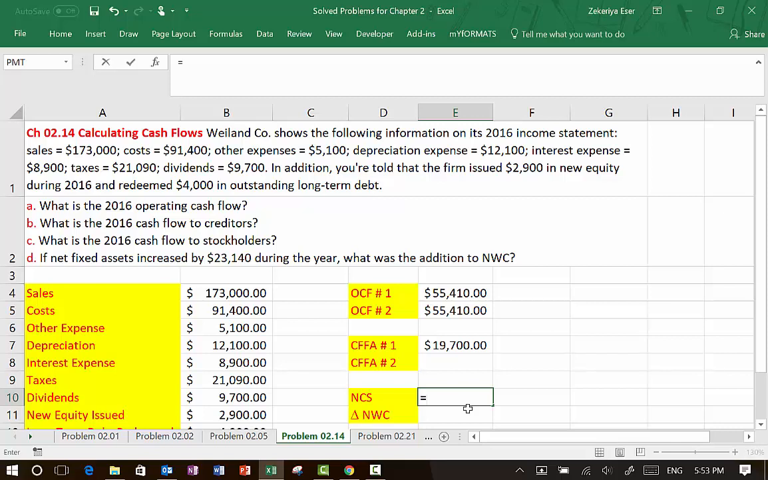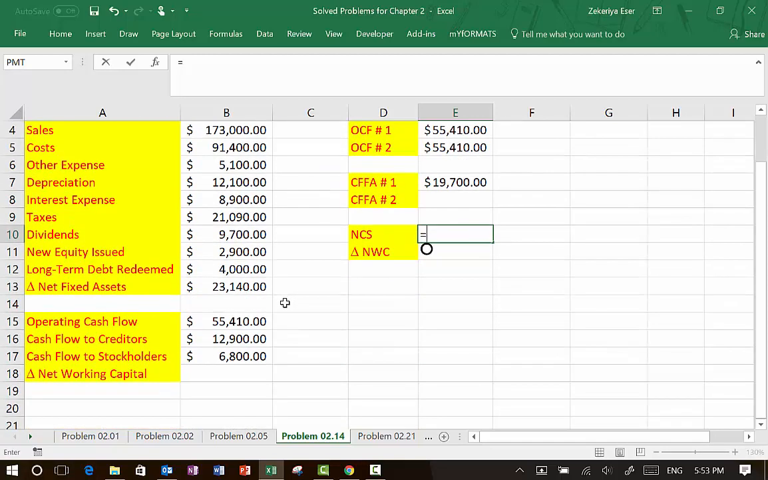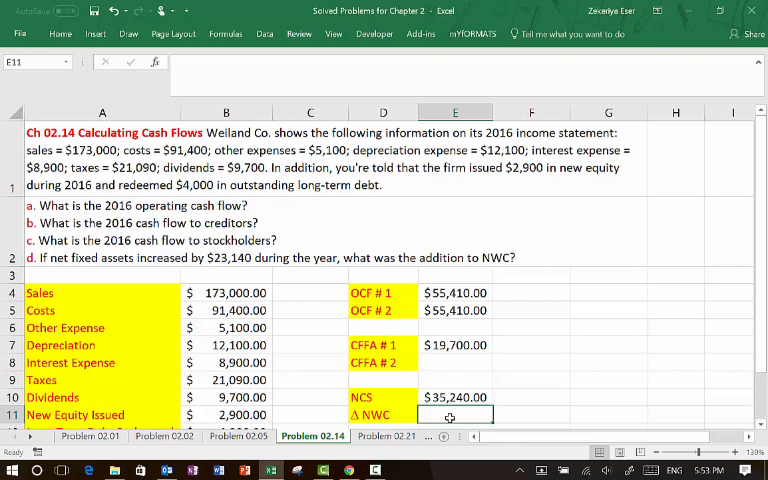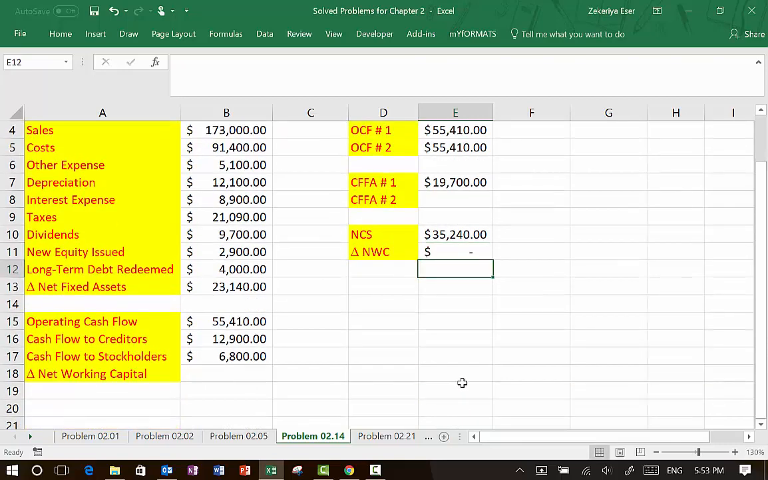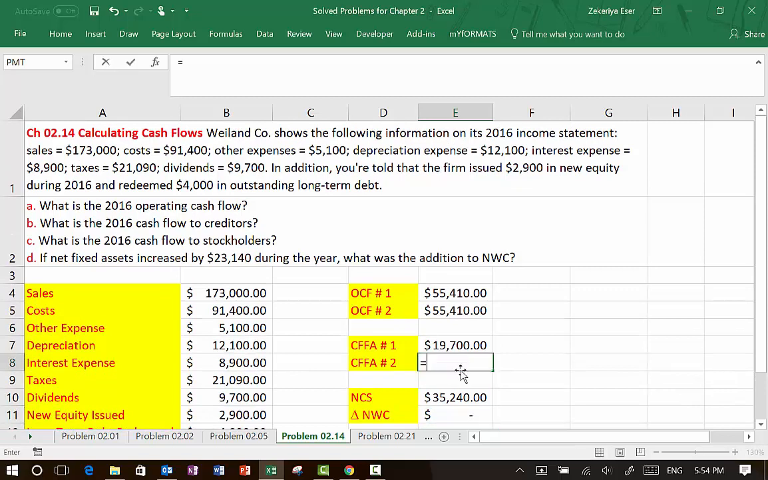So let's calculate net capital spending first. That would be, in this case, change in net fixed assets, but we add back depreciation. And for now, let's put a 0 number for net working capital, change in net working capital. So OCF plus or minus net capital spending minus net working capital is cash flow from assets.